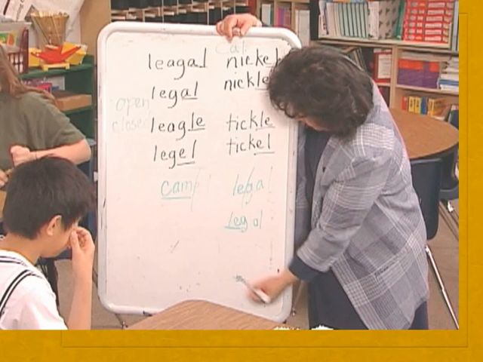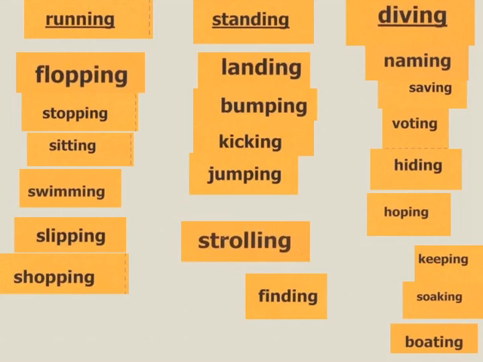Now we're moving into examining two-syllable words, and here's a teacher looking at the different ways that the unstressed syllable at the end could be spelled in legal and in nickel. This is part of the syllables and affixes stage. Also during this stage, the children are looking at consonant doubling, no change, and E drop with long vowels.